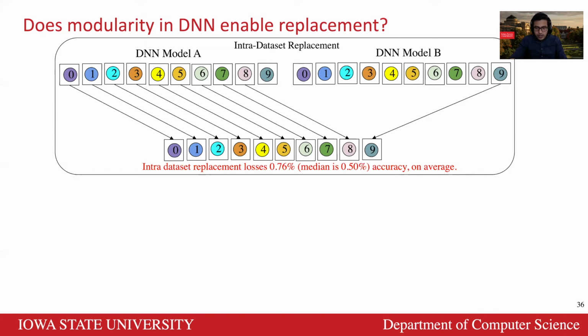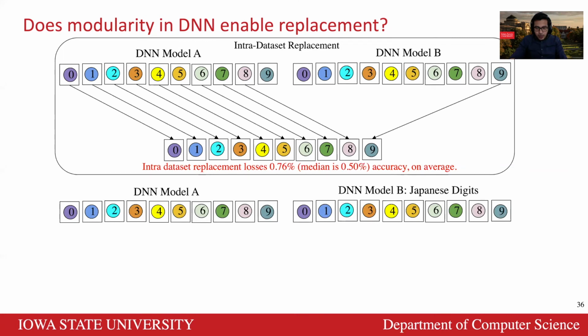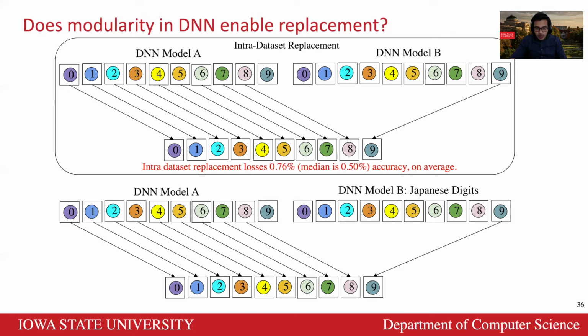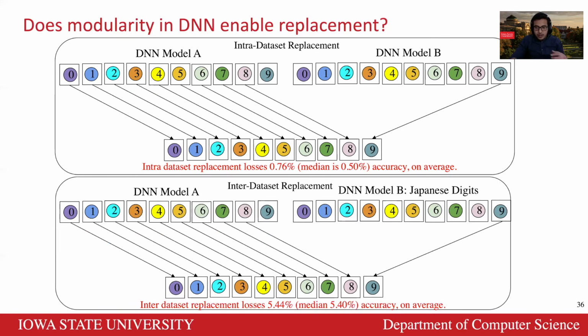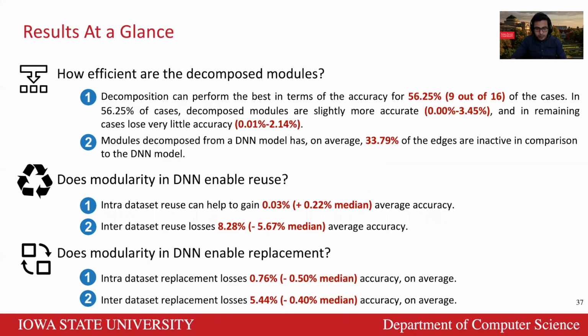We found that there is an average 0.76% drop in accuracy when compared to the composed accuracy of the modules before replacement. While a module can be replaced with a module for the same class, there can be situations that need the module to be replaced with a different class. Here we take one module from each dataset and replace it with a module taken from a different dataset. For example, the module responsible for classifying English 1 is replaced with the module for classifying a Japanese digit. We have found that overall, inter-dataset replacement loses 5.44% accuracy on average.